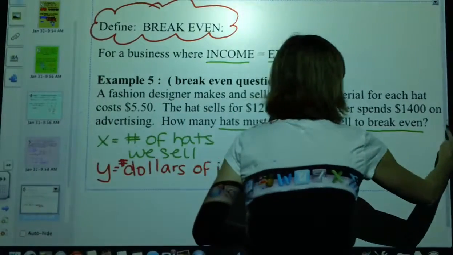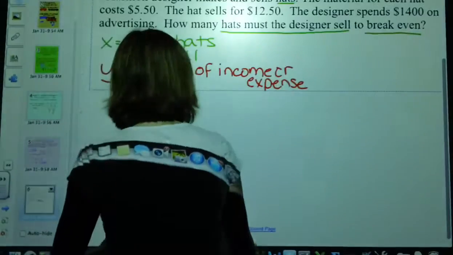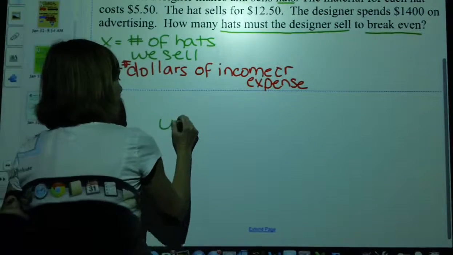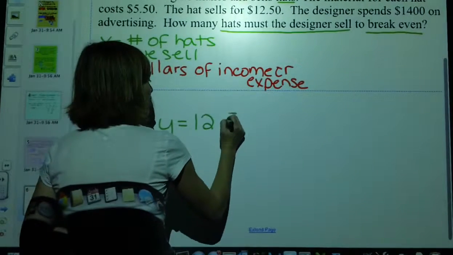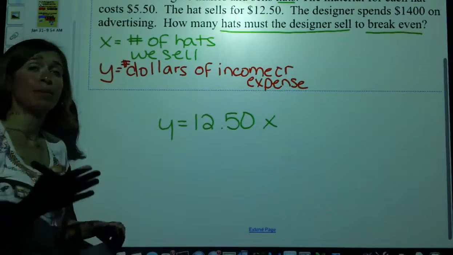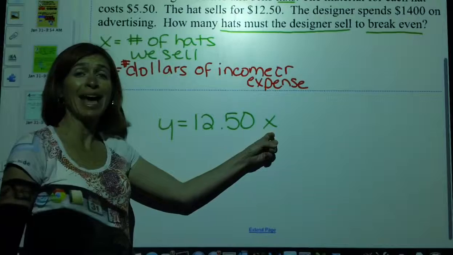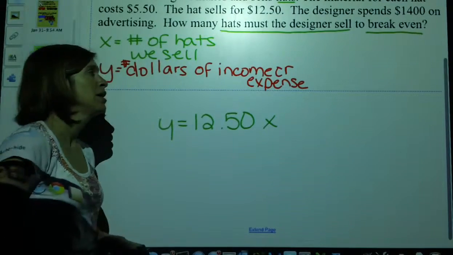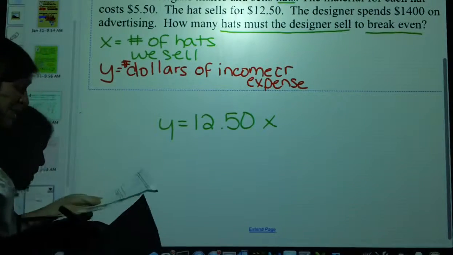So let's look at our first one, our income. All right, well we've already said that we make $12.50 per hat. So that would be y equals 12.5 times x. That equation relates to the income I'm going to make. Depending on what I make x, I'm going to multiply that number by 12.50, and that's going to be my income. The other one's going to relate to our expense.